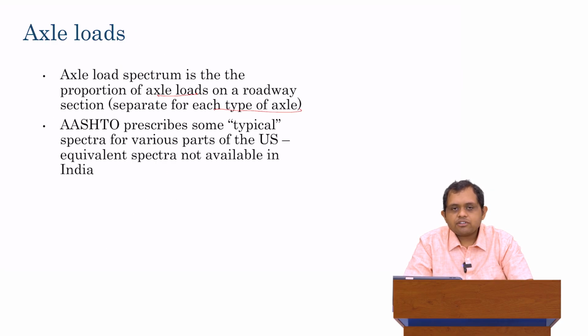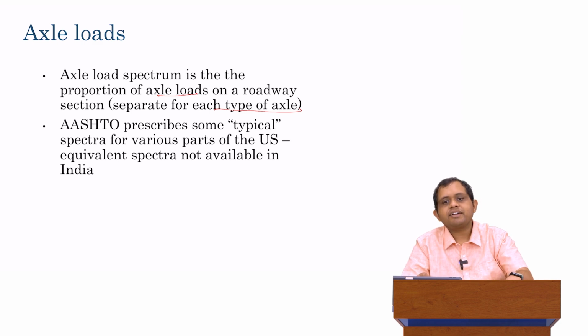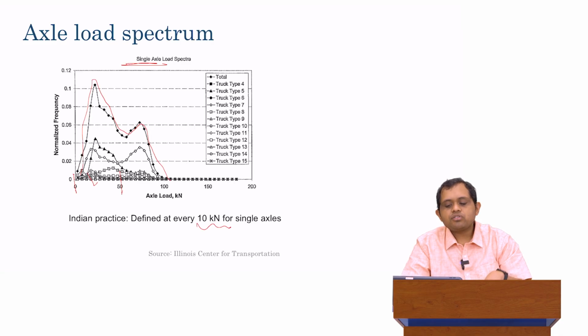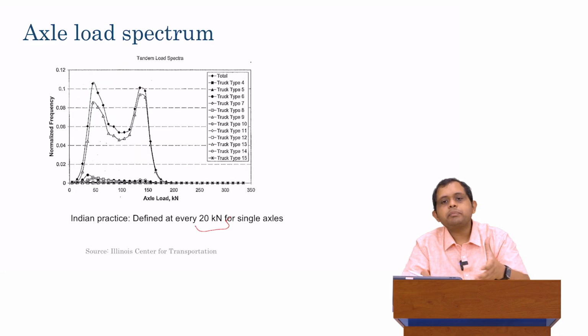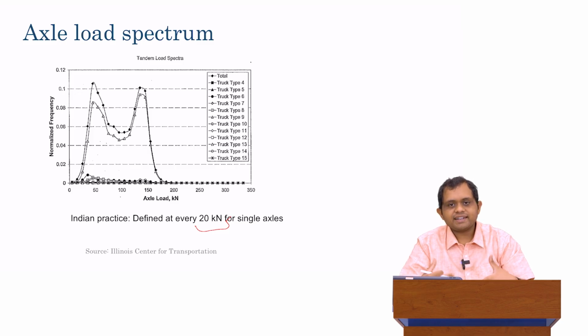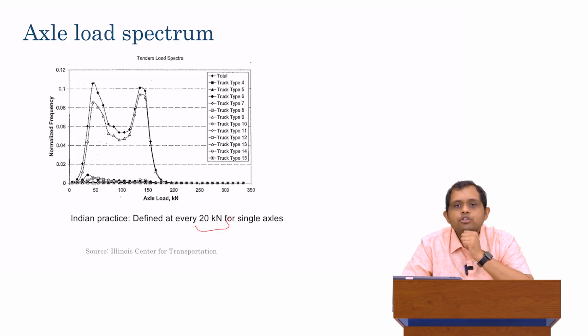So what AASHTO does is it actually prescribes some typical axle load spectra for various parts of the US. If you're in a certain part of the US, they've collected the data, and the Pavement ME software will then tell you the typical axle load spectrum which you can use for your design. You should theoretically collect the data for every individual project, but if you want to do a level 3 design, you can just use the typical data. In India, unfortunately, we don't have this type of data. So in India, collecting traffic load data is actually quite complicated.